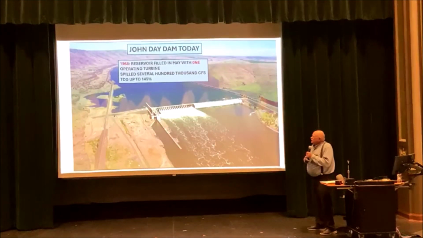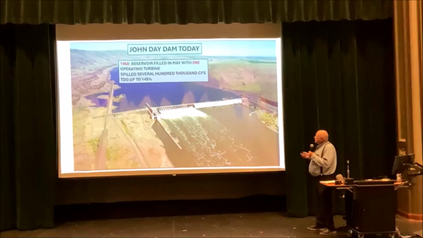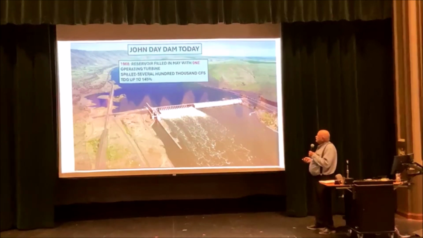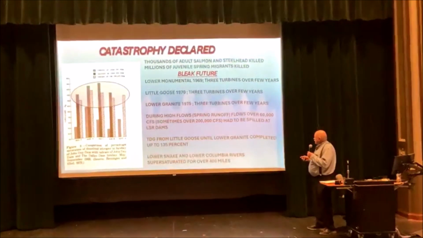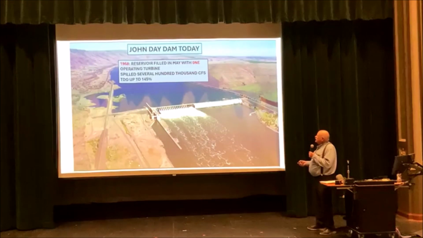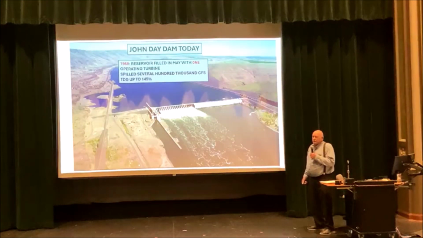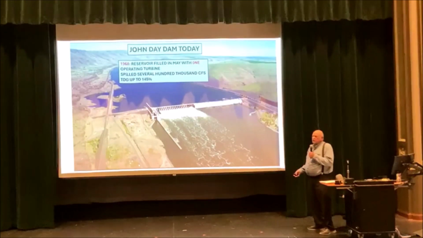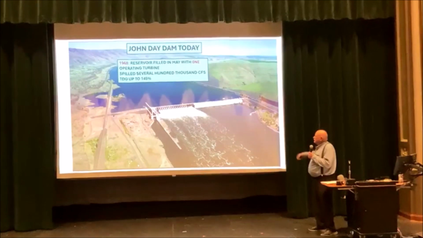The gas supersaturation catastrophe started at John Day Dam. This is a modern picture of the dam, but when it first closed in May of 1968, there was only one turbine in operation, and the whole rest of the river was going over the spillway. So total gas from there on downstream was up to 145%, all the way down to the Dalles Dam. And if they had spill at the Dalles, then it was on down to Bonneville and below Bonneville.